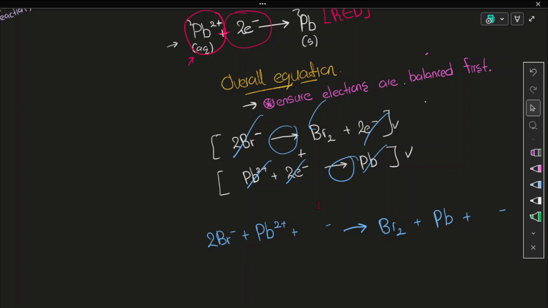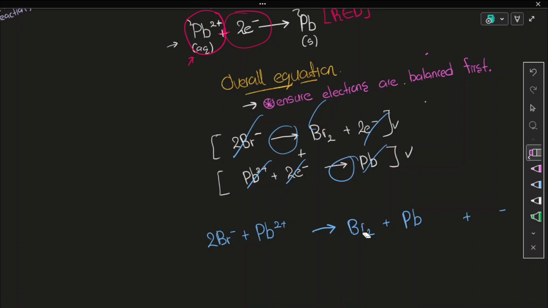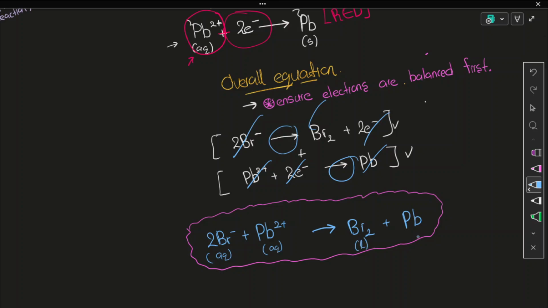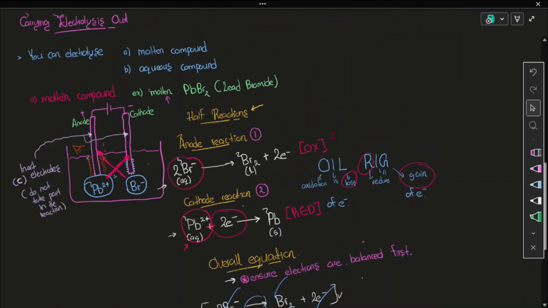So what do we have remaining? Boom. 2Br minus plus Pb2 plus gives you Br2 and lead. This is our final overall equation that we achieved. Let me put in the state symbols. Aqueous, any ion, remember, aqueous. Bromine is a liquid, lead is a solid, and that would be the final equation for the electrolysis of molten lead bromide.